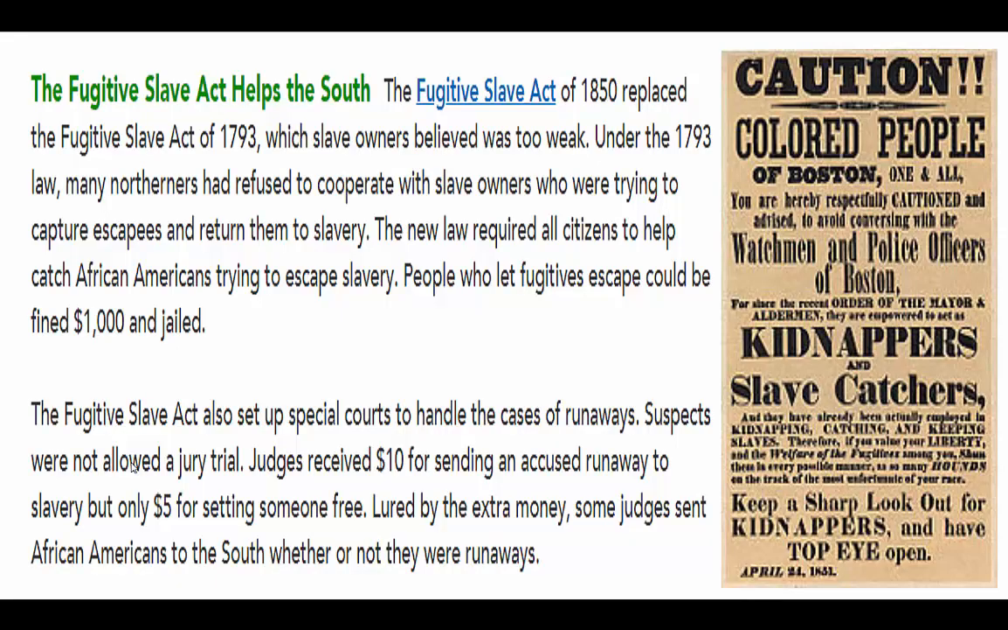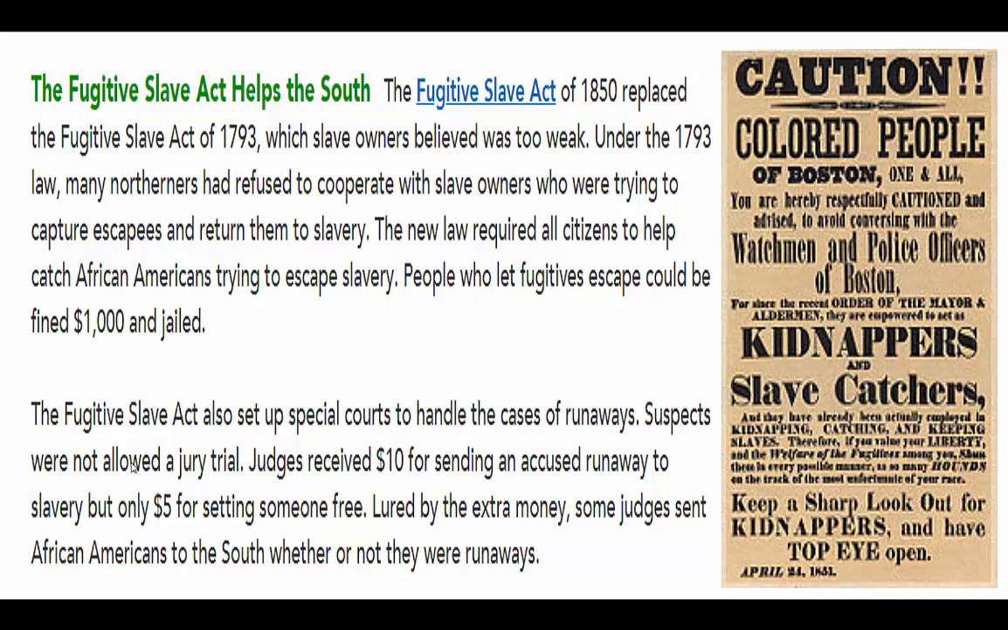The Fugitive Slave Act helps the South. The Fugitive Slave Act of 1850 replaced the Fugitive Slave Act of 1793, which slave owners believed was too weak. Under the 1793 law, many Northerners had refused to cooperate with slave owners who were trying to capture escapees and return them to slavery. The new law required all citizens to help catch African Americans trying to escape slavery.